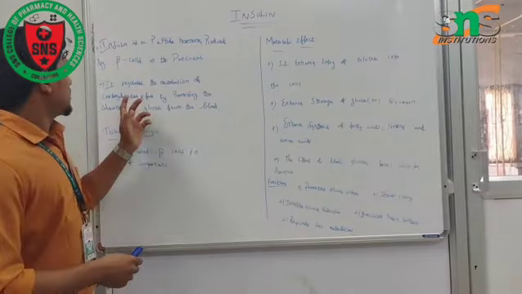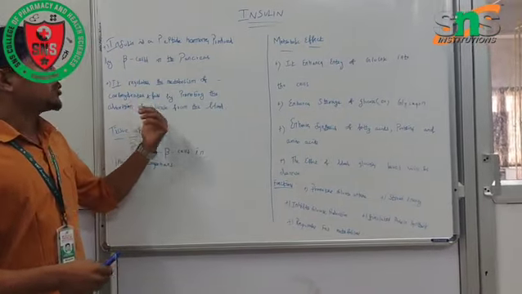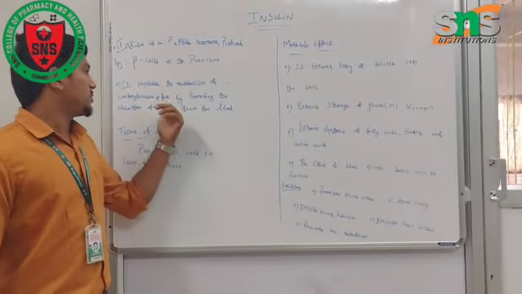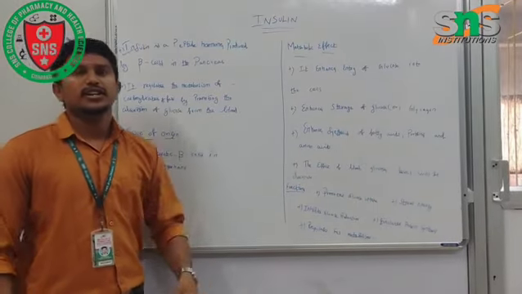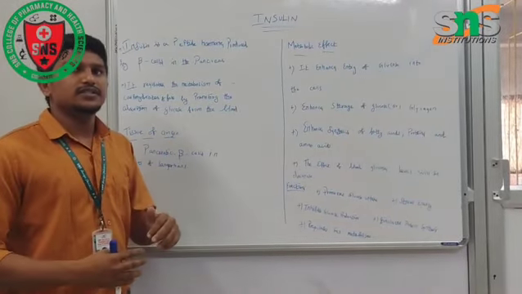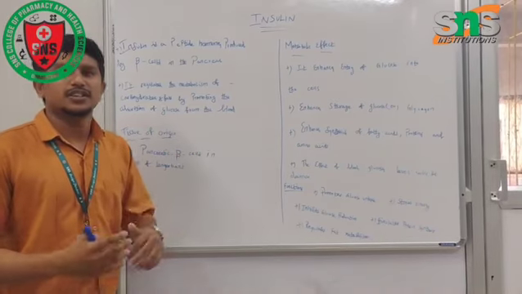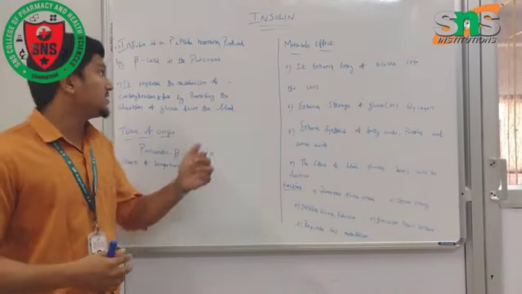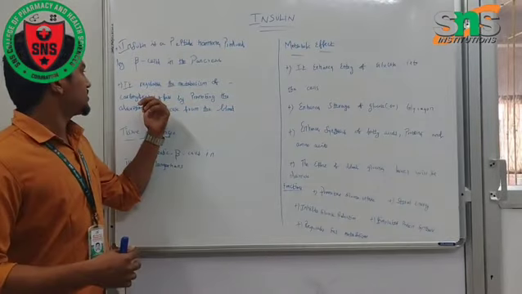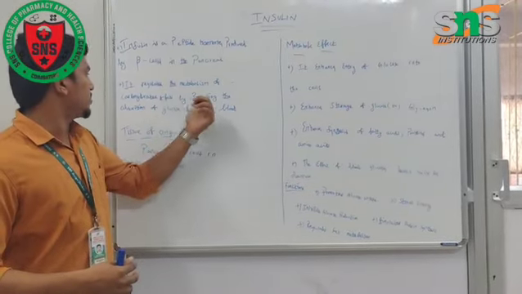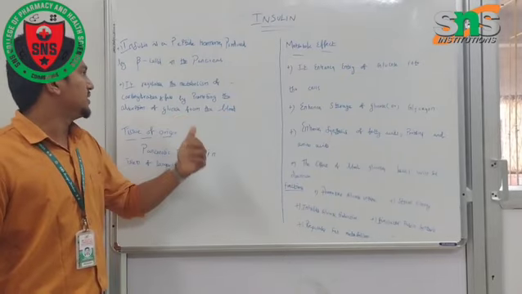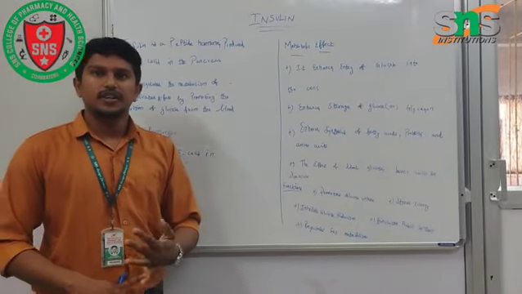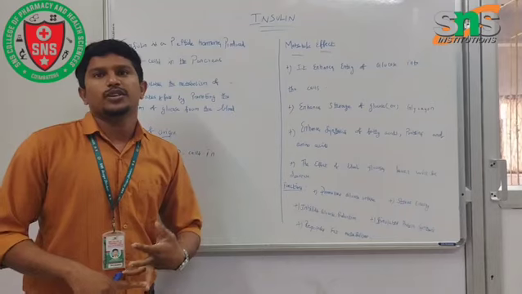Next, it regulates the metabolism of carbohydrates and fats. What is the role of insulin? It transmits signals from the cells, regulates carbohydrates and fats, and promotes the absorption of glucose from the blood.